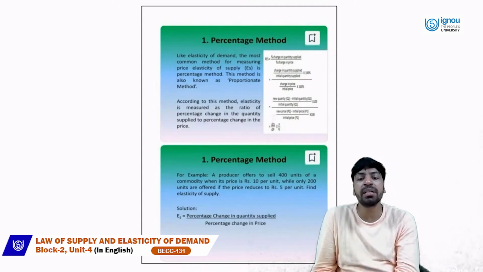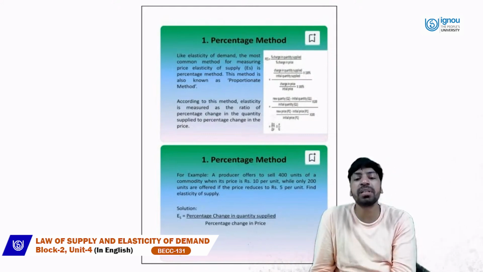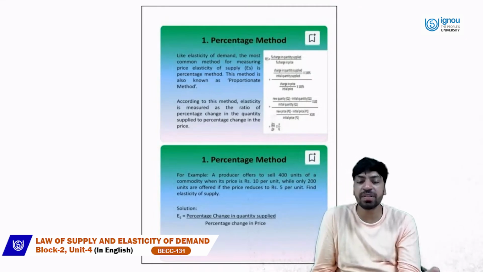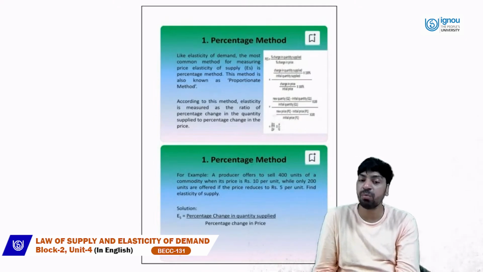If you look at it in the formula, the change in quantity is 200 units and the reduced price is 5. So 200 by 5 into 10 by 40. In other words, look at the differences: the change in quantity is 200, and the change in price is 5. Then you can easily apply the values into the formula and estimate the elasticity of supply, which is equal to 1.